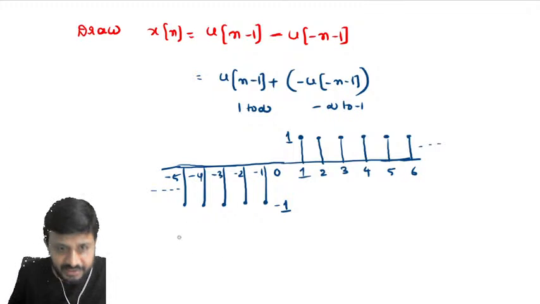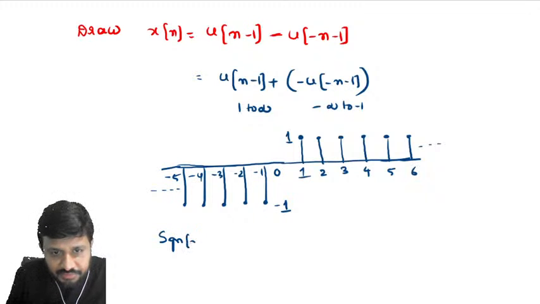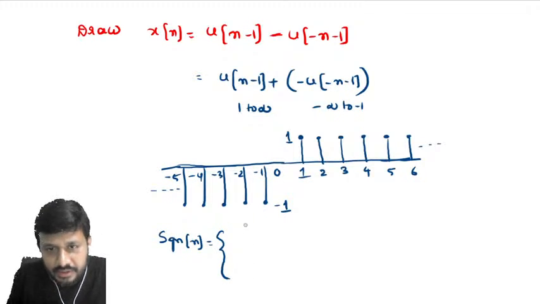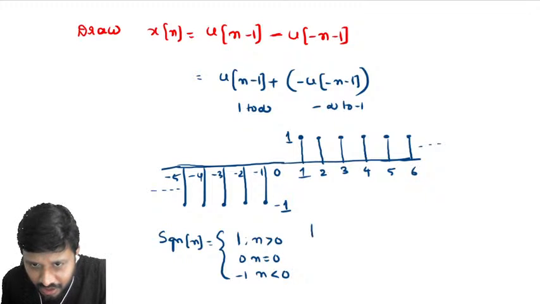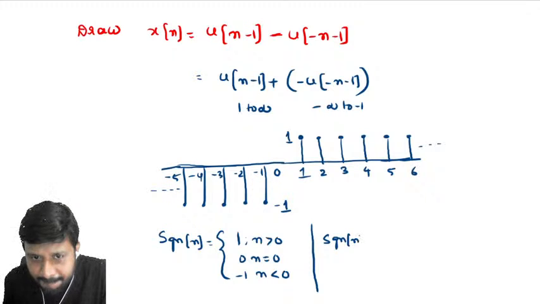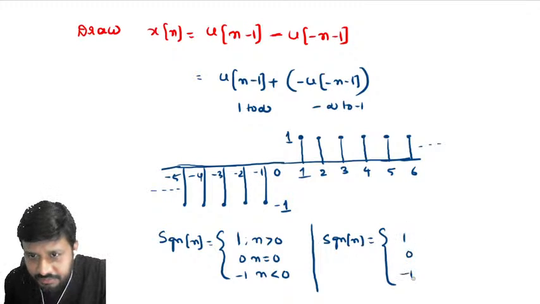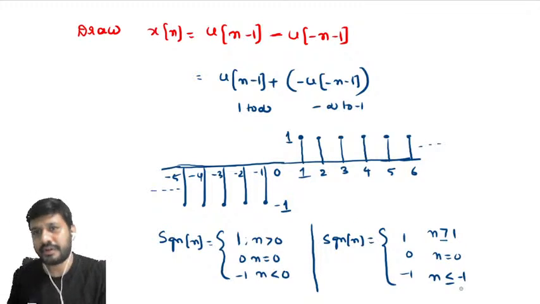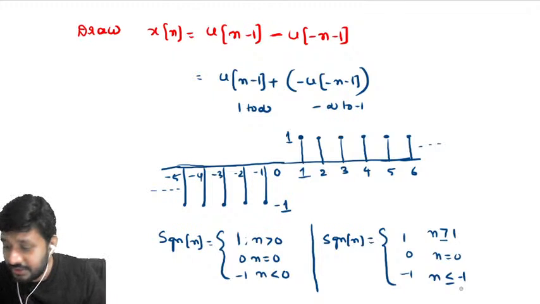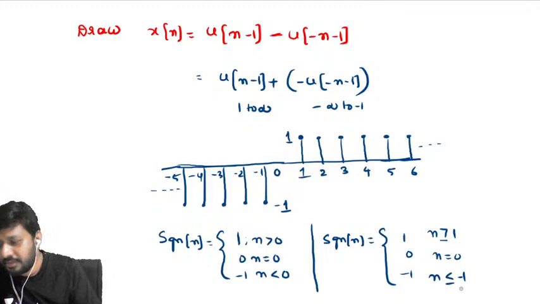Discrete signum of n. So signum of n is nothing but, how are you going to define it? Can I define like this: 1 for n greater than 0, 0 at n equal to 0, and minus 1 for n less than 0? Or signum of n is 1, 0, minus 1: 1 for n greater than or equal to 1, 0 at n equal to 0, and minus 1 for n less than or equal to minus 1. Come on my dear students, both are right, right?